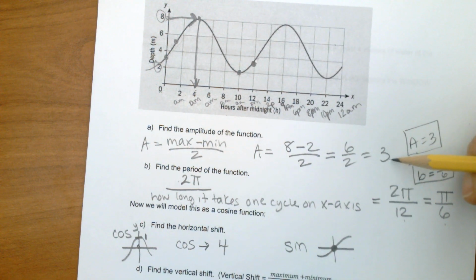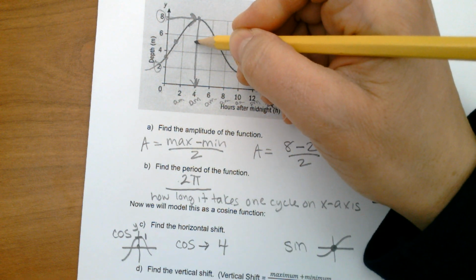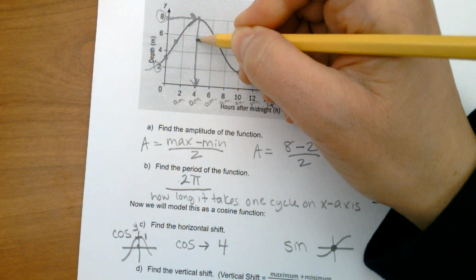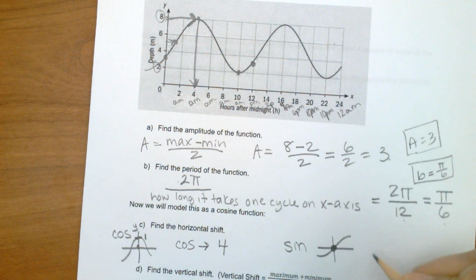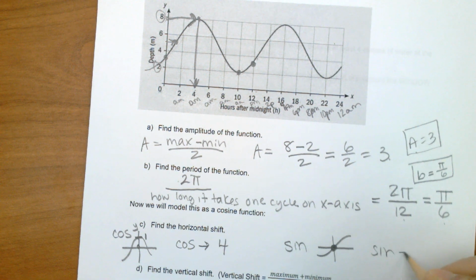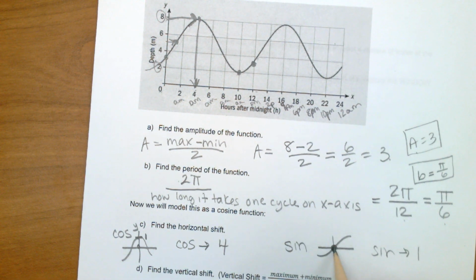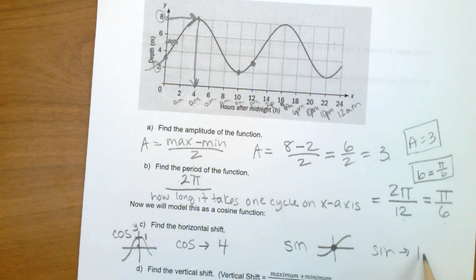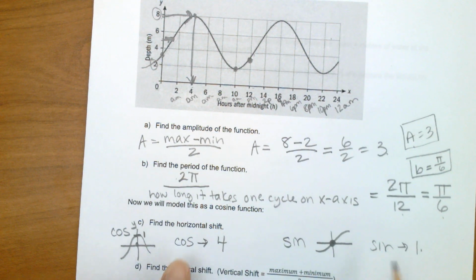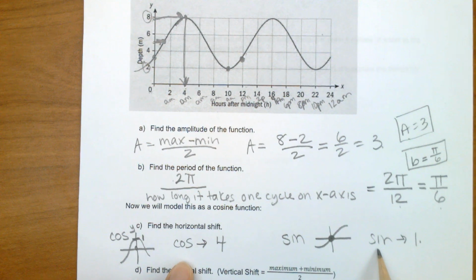Actually, the middle, we know amplitude is how high it is. So this looks like about here. So our shift may be about 1. If it was a sine, our middle part would have been shifted about 1. Okay, so we have to determine from the problem, do they want us looking at a cosine graph for the shift, or do they want us looking at a sine graph for the shift?